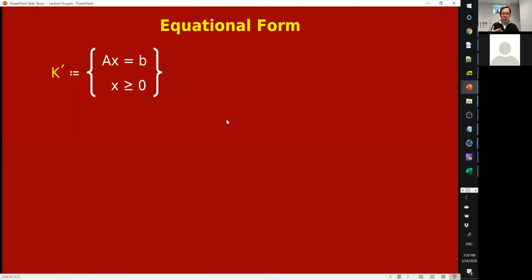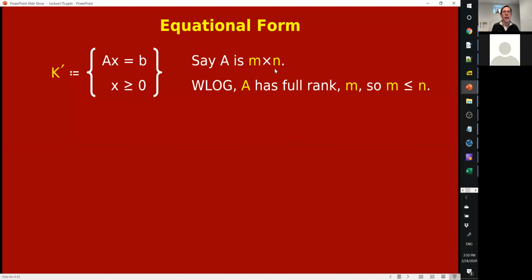Once you have an LP in equational form, you can make a few other simplifications. So let's say A is m by n. There are n variables and m constraints. Another thing you can assume without loss of generality is that A has full rank. If you remember your linear algebra, what does this mean? It means the equations are linearly independent of one another. No equation is a linear combination of other equations, like no equation is automatically implied by other equations. They stand on their own.